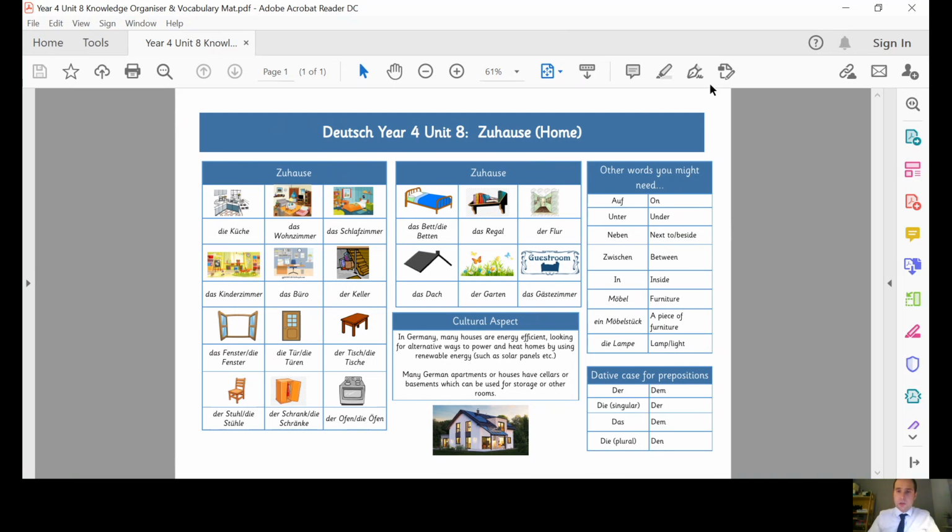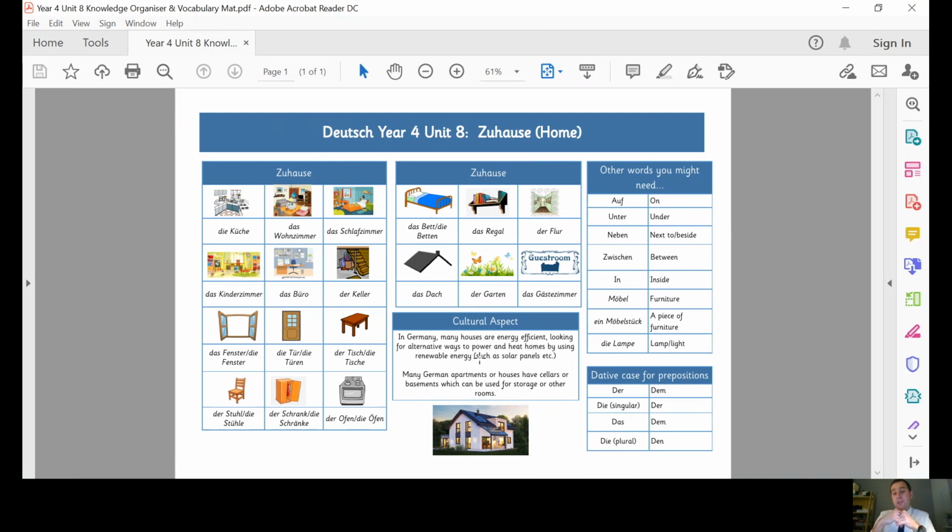And we're going to come down to all of these different words down here and talk about prepositions, as I said in our other lessons. But just to say here as well, part of the cultural aspect, something about their lifestyle in Germany, is that their houses are very energy efficient, and they often look for different ways to power their houses and heat their homes, and they try to use renewable energy. So energy that once you use it can be reused again, and it's not just burned or finished with in one go, so it's more sustainable.